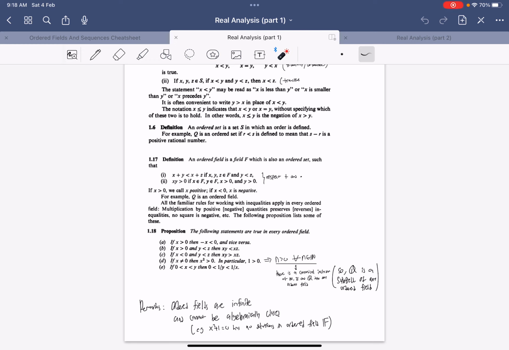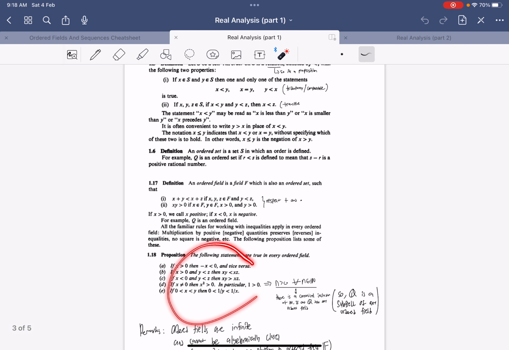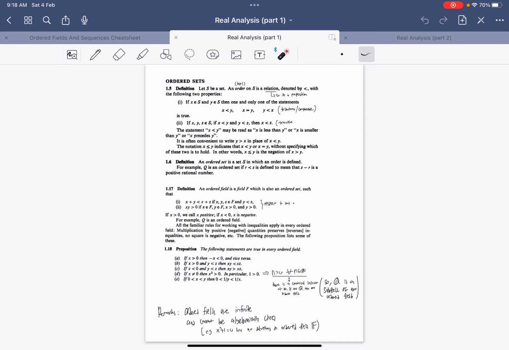And as a result, we don't really need to worry too much, because these properties are all things that we have been taught since we were very young. I'm just expanding on a more general case, now that we don't really deal with just the real numbers.